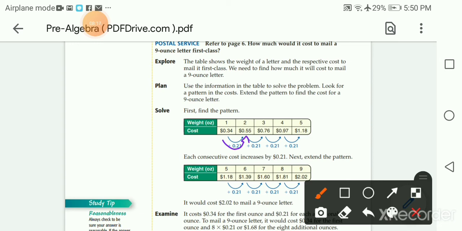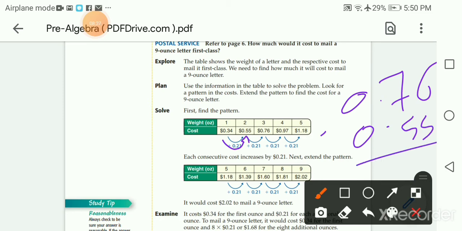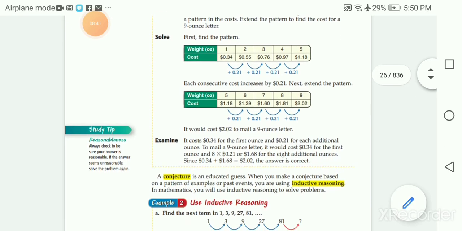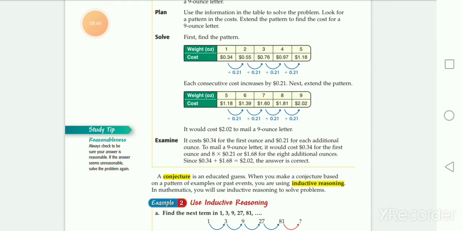I will go for 0.55 and 0.76 and do some subtraction here. 0.76 minus 0.55 gives me 0.21. So my answer is right. The pattern here is to add 0.21. Each consecutive cost increased by $0.21.